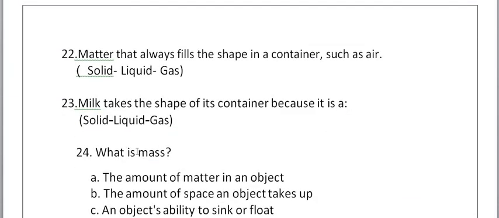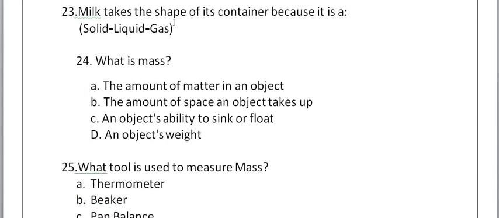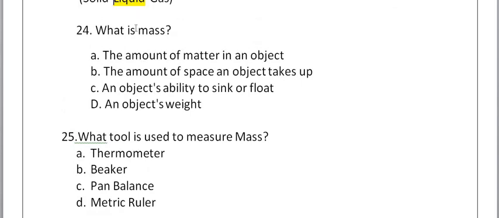Okay, matter that always fills the shape of the container, such as air. If we read the question till take the shape of the container, we will solve it as a liquid. But if we discover that it says such as air, we will know that it's a gas and it's not a liquid. Okay, milk takes the shape of the container because milk is a liquid. Yes. What is the mass? Actually, the mass is the amount of the matter and not the amount of space. The amount of the matter in an object, not the amount of space that the object takes, this is a volume.